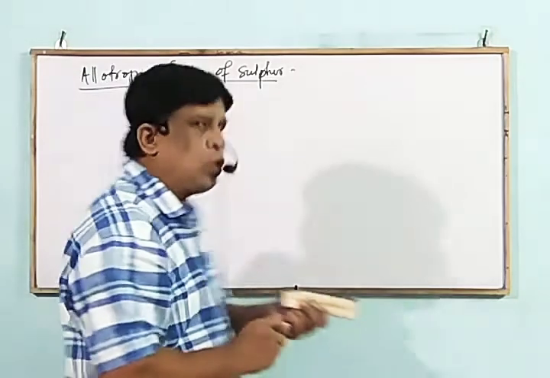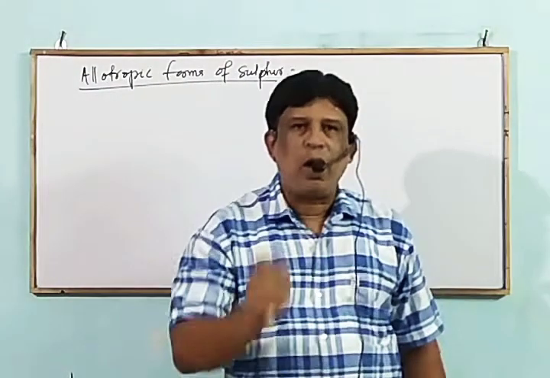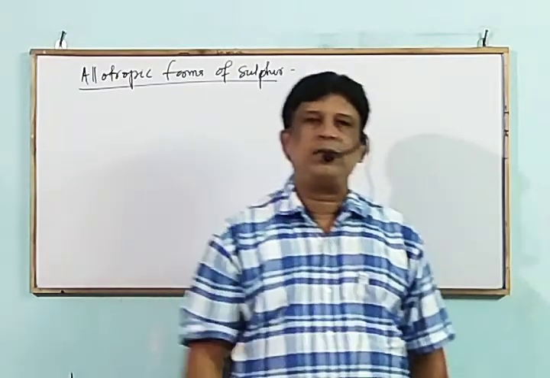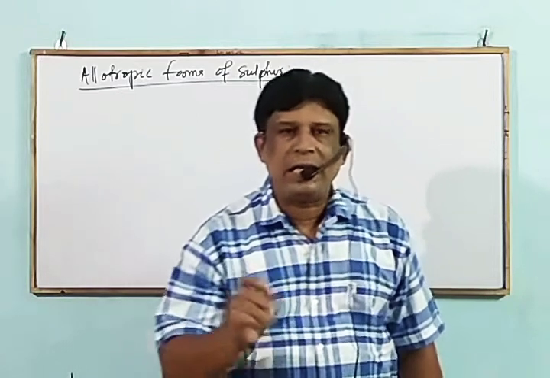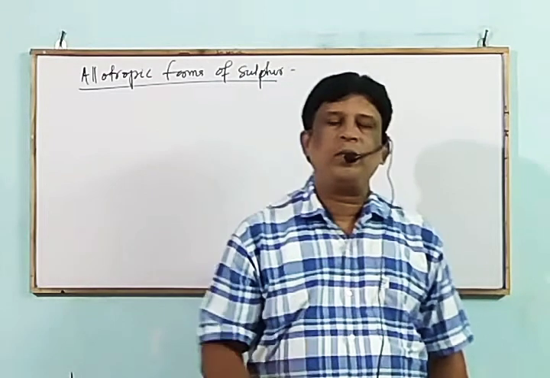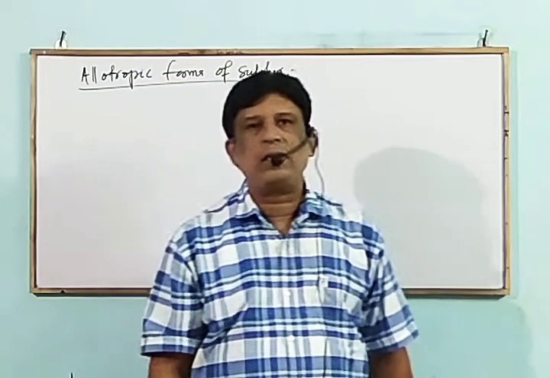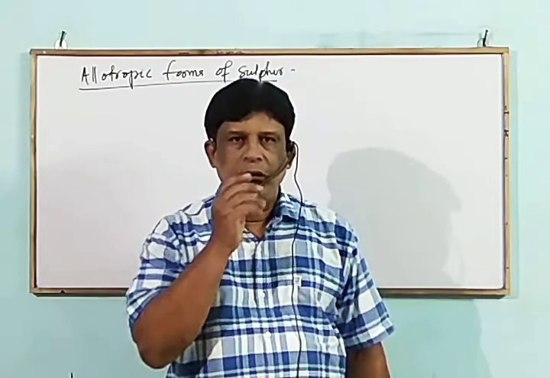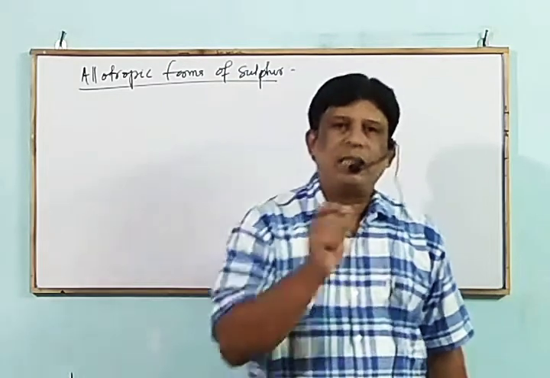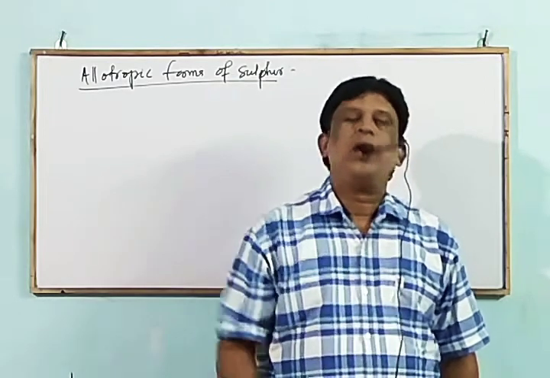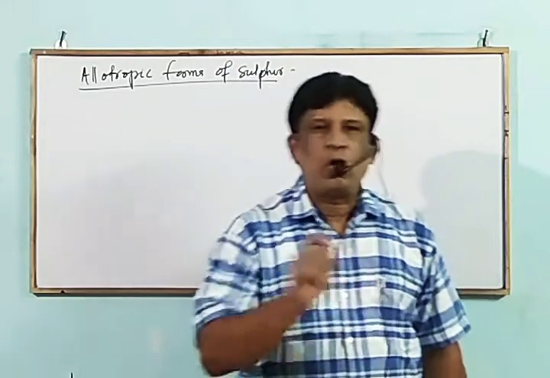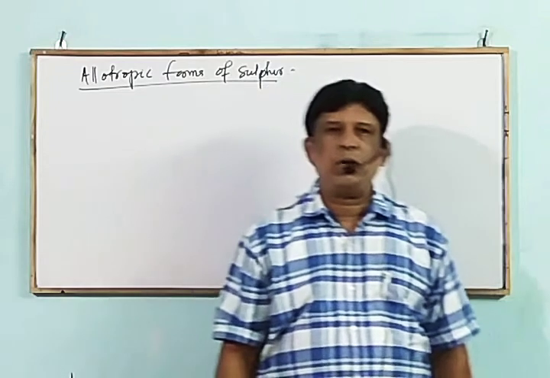What do you mean by allotropic form? Various forms of the same element having similar chemical properties but differing in their physical properties are known as allotropic forms, and the phenomenon is known as allotropy.